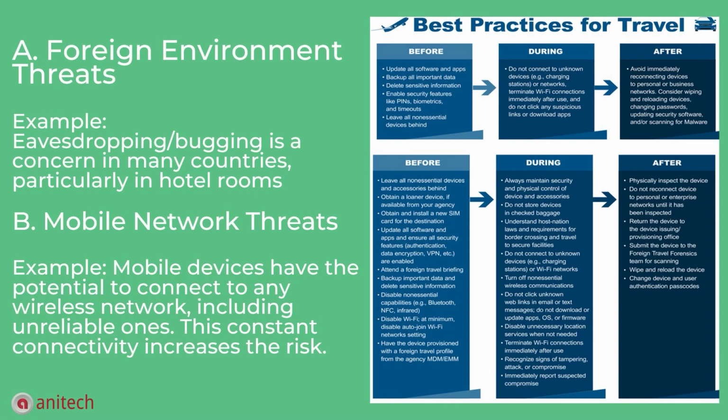So the first topic is foreign environment threat. The basic thing that's covered is eavesdropping or bugging, which is a major concern in many countries, especially when you're traveling overseas. Then the second one is mobile network threats. Mobile devices, as you all know, have the potential to connect to any wireless network, right? This can be reliable ones and unreliable ones. So there is a constant risk involved in this.